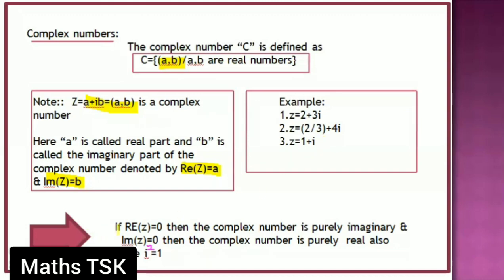If the real part of the complex number is 0, that is a is equal to 0, then z is equal to ib, so the complex number is called purely imaginary. If the imaginary part of z is equal to 0, that is b is equal to 0, then the complex number is said to be purely real. Here i square is equal to minus 1.